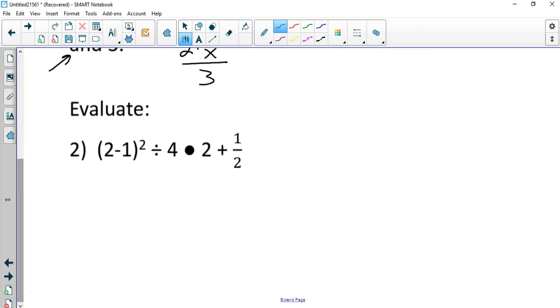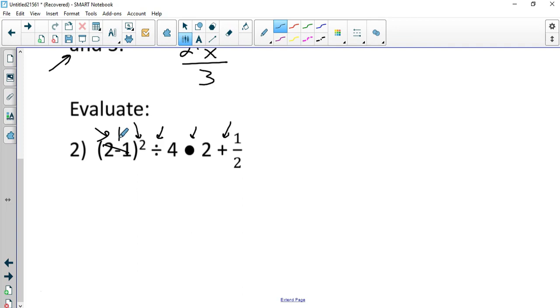Evaluate. This is PEMDAS. Ooh, there's a lot going on. So what do we have going on here? We have E, we have D, we have M, and we have A for addition. Oh, what else? We have P for parentheses. So we always do PEMDAS, parentheses. So this is 2 minus 1. I'm just going to save some time here. I just put a 1 there. Instead of rewriting everything, I'm just going to put that 1 there in parentheses.